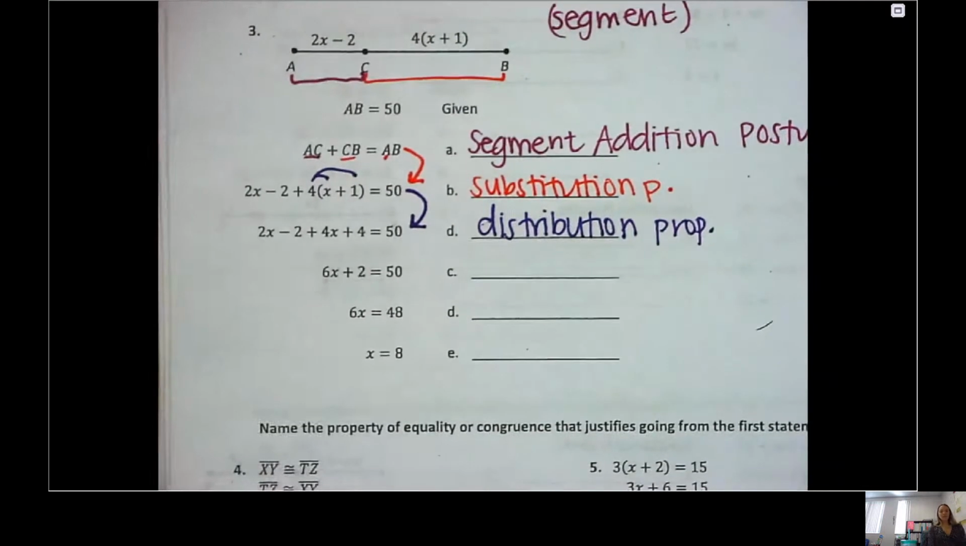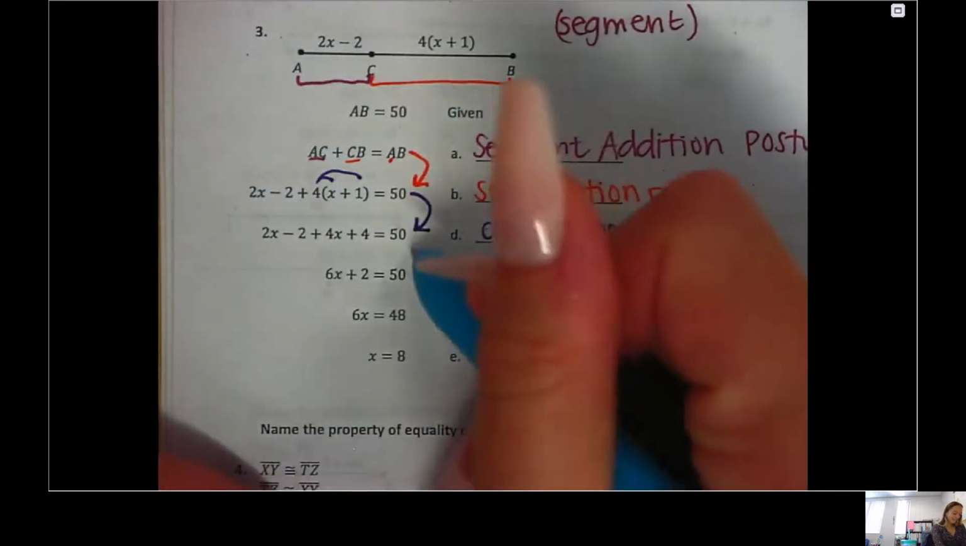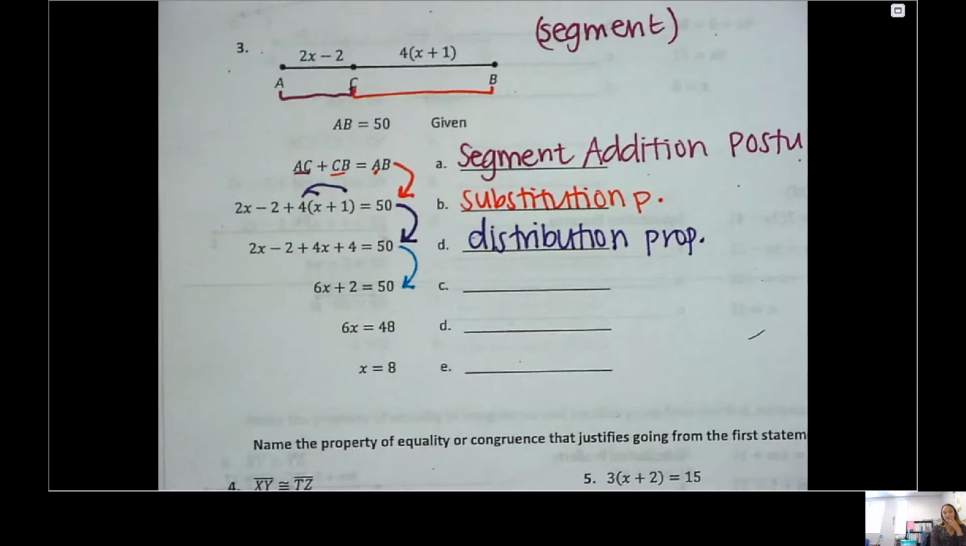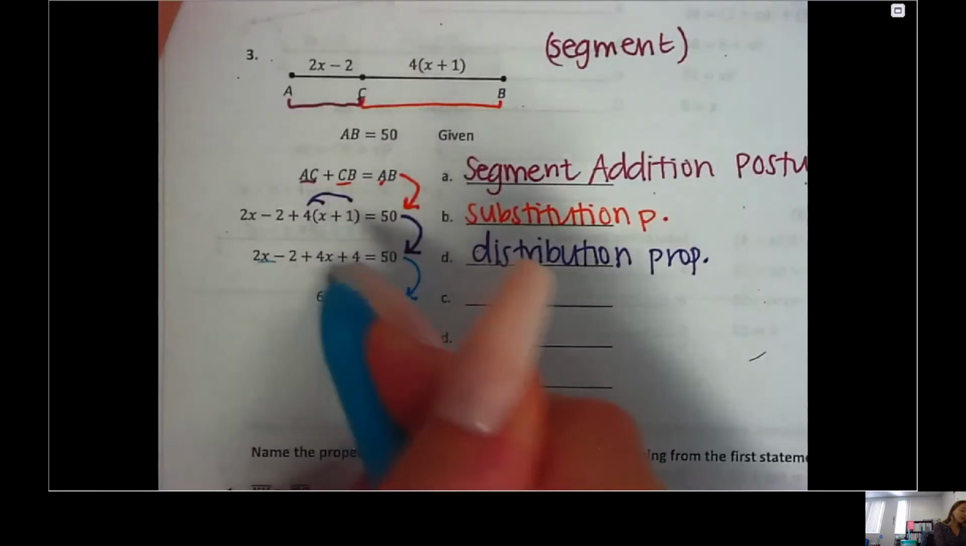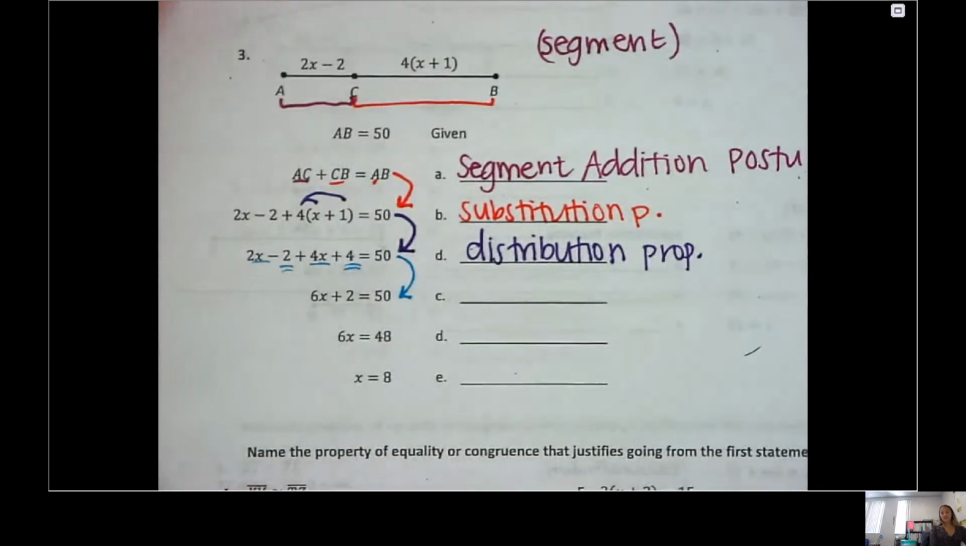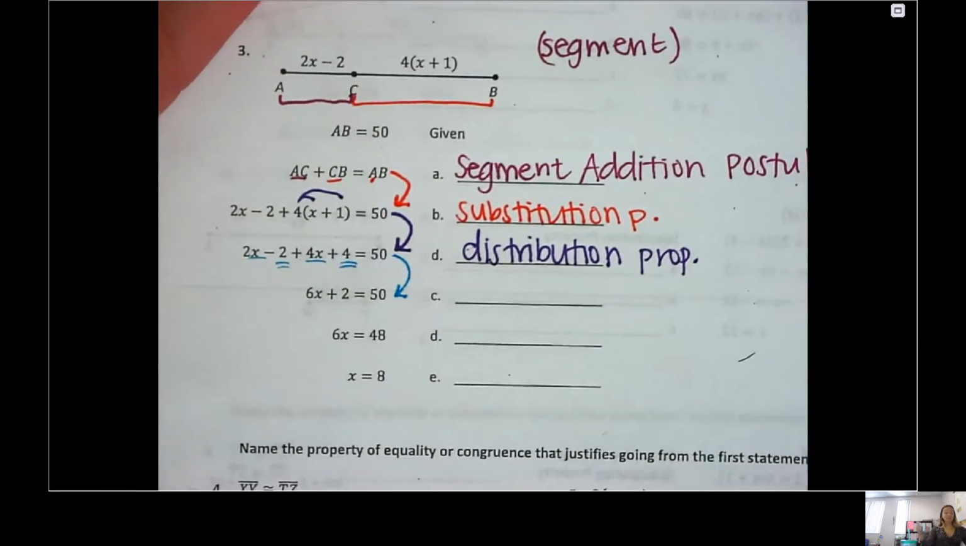Okay. Now, from D to C. What is happening there? Brian, what do you think? Combining like terms. Good. So I'm putting all the x's together, and then I'm putting the numbers together. That is literally called combining like terms. That's a step.